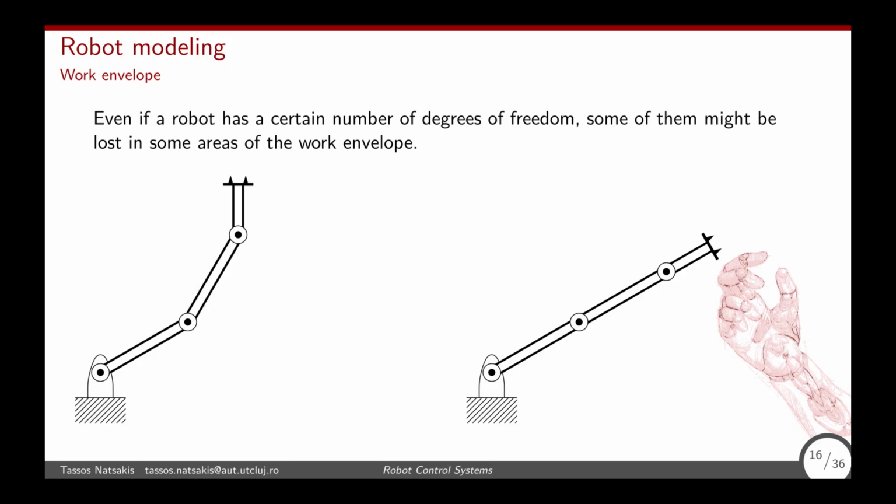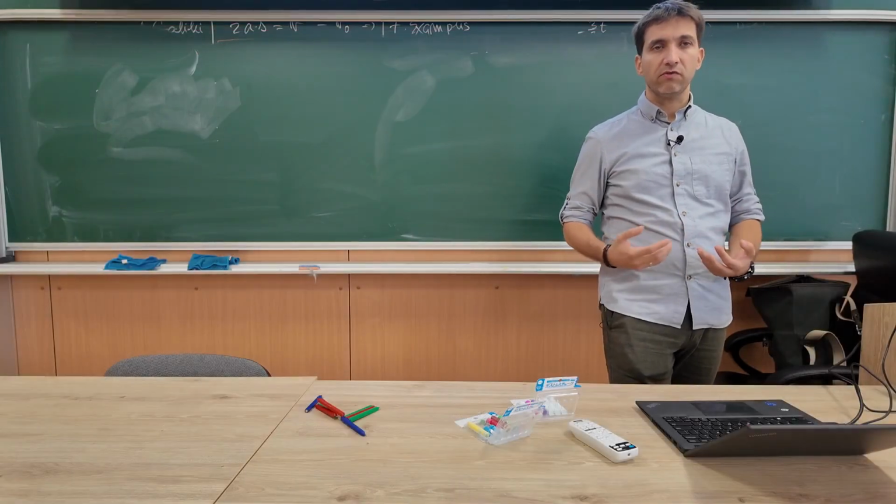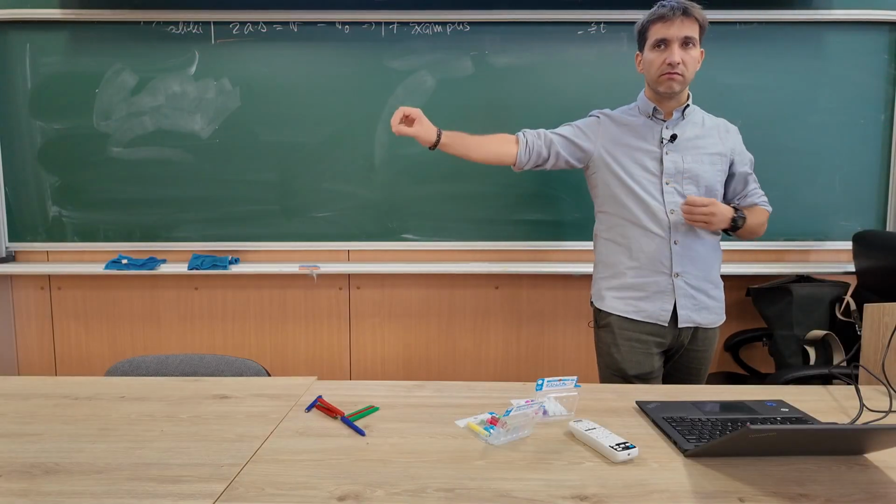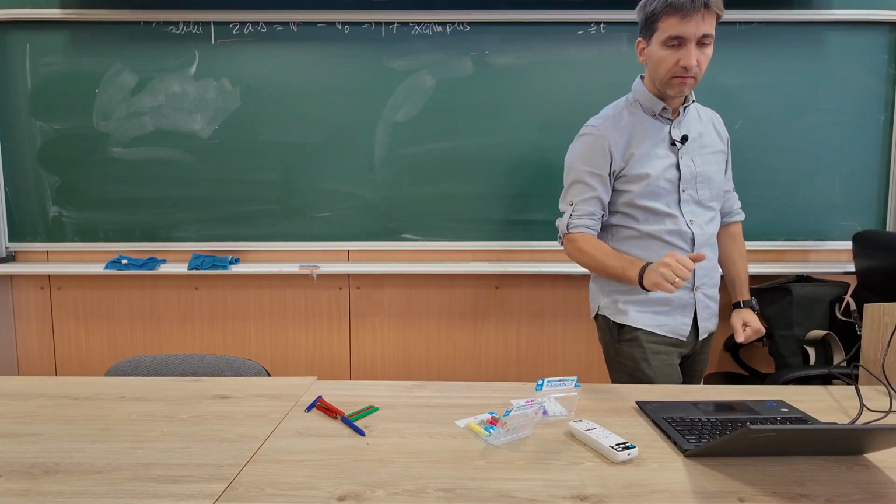We will see more about this in lecture 5, I think, when we talk about the Jacobian. These are called singularities, and we'll see why they're called singularities and how we model them. What you should remember now is that we might lose some degrees of freedom in some certain configurations of the robot. All right?